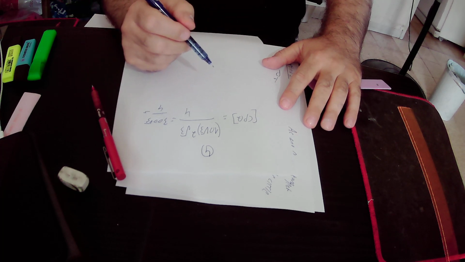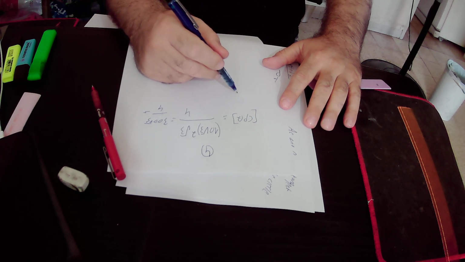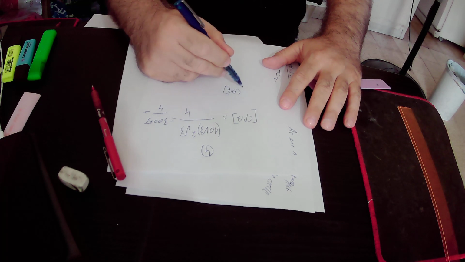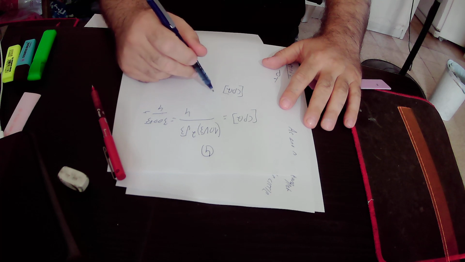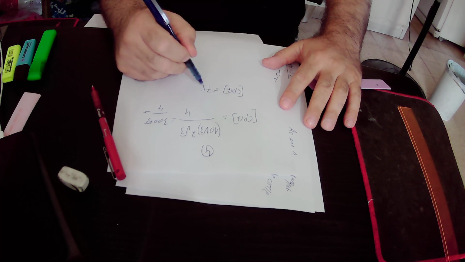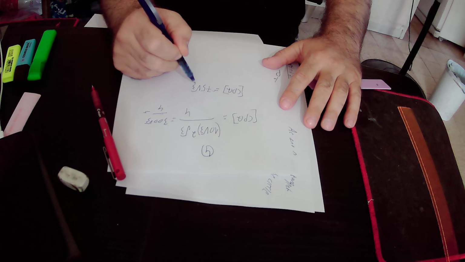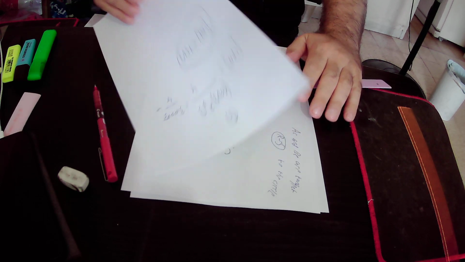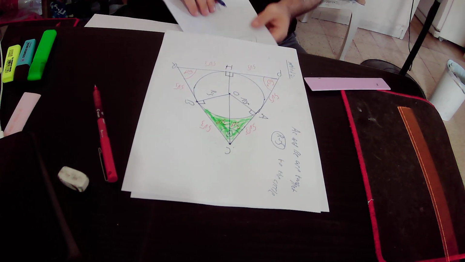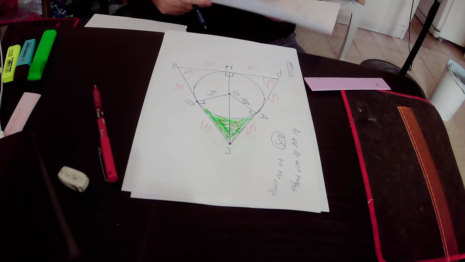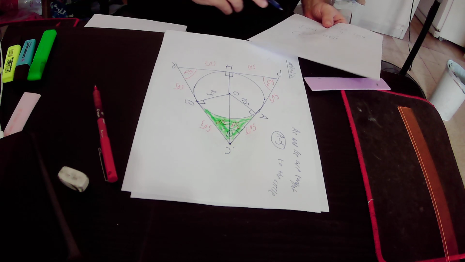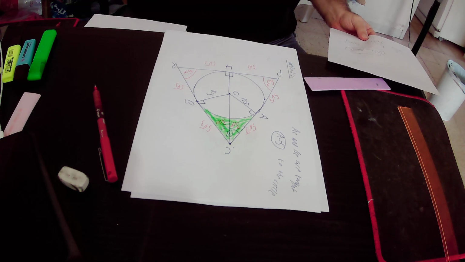So the area of triangle CPQ equals 75 times root 3. Okay? The area of the big triangle CPQ equals 75 times root 3.